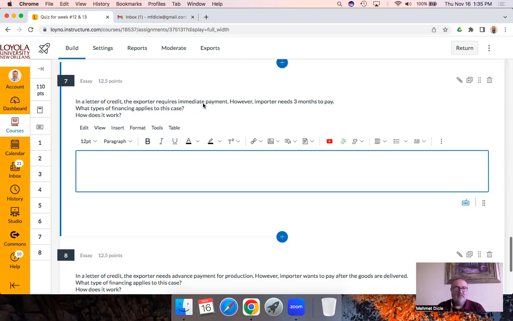So the idea now is, though, what makes this a bit complicated is that the importer needs the payment to be made immediately, or the LC needs to be paid immediately. So the importer says, please make the payment for me today, and I will pay you in 3 months.